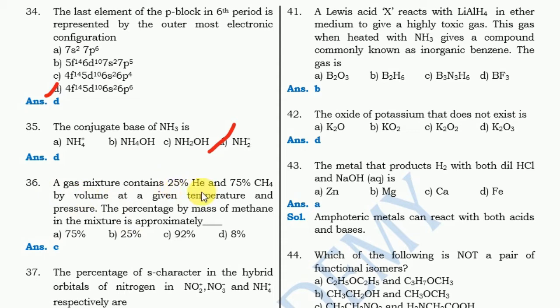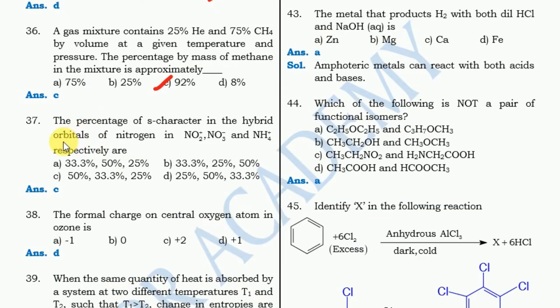Next, for this question, the correct answer is option C, 92%, approximately. The next one: the percentage of s character in the hybrid orbitals of nitrogen. For this one, option C is correct: 50%, 33.3% and 25%. Okay, the next one: the formal charge on the central oxygen atom in ozone is D, +1.